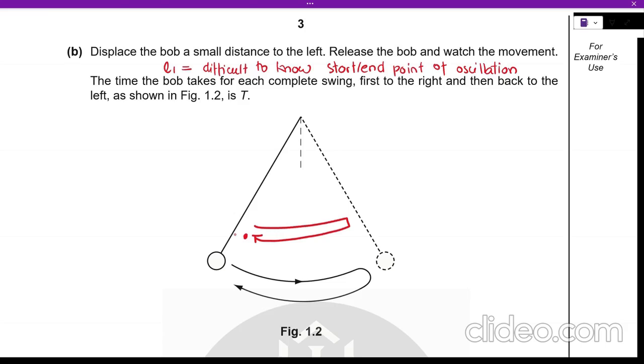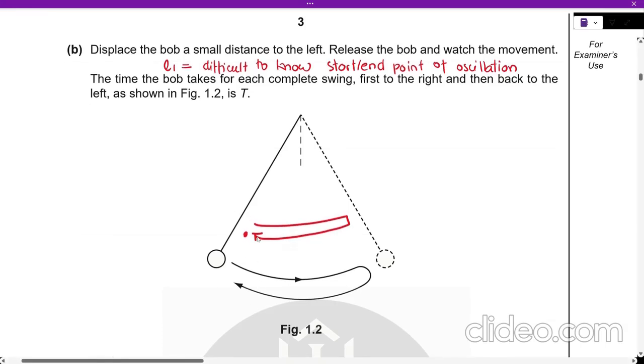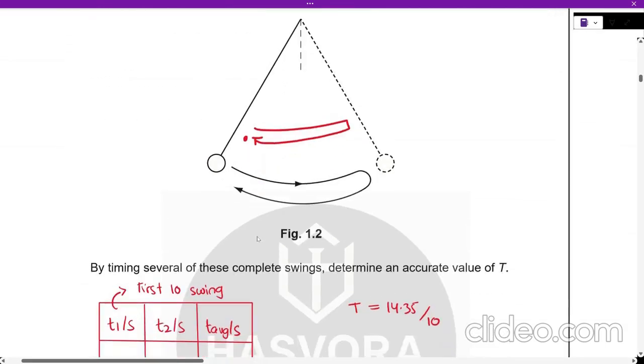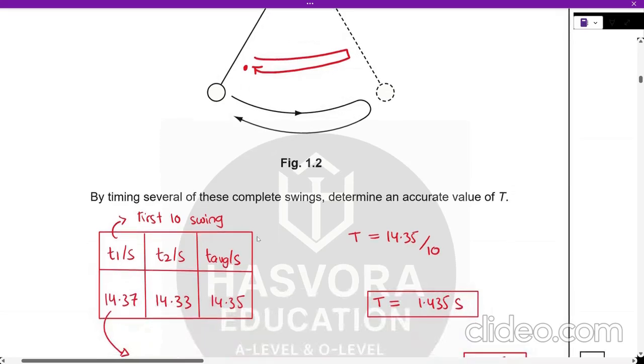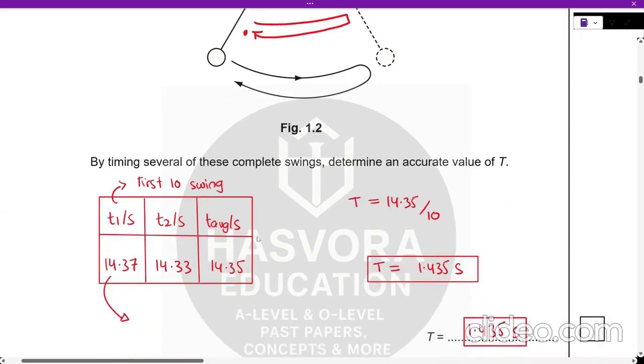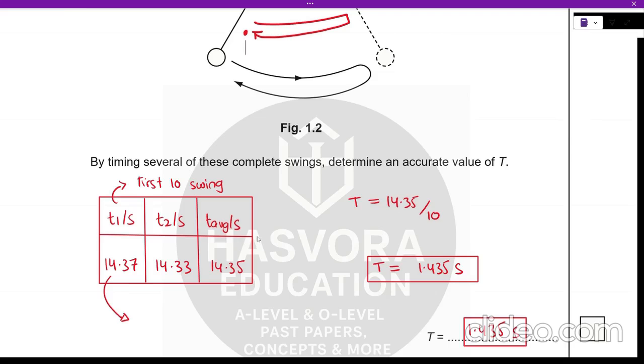So what could be the improvement? We could use a position marker. A position marker is more like a wooden rod placed at a point, so that when the bob comes to this point, I'm going to stop. So this can be the limitation and improvement specific to measuring this time period. Then another improvement that can be made is the small range of time for the time period.